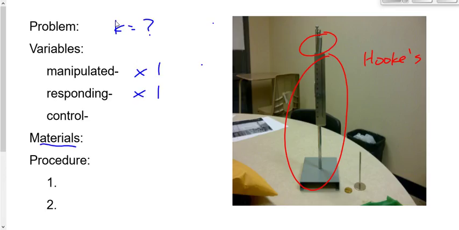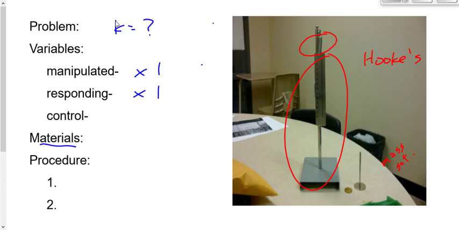You've got your Hooke's law apparatus, you've got your spring, and you've also got, although you don't see it here, a mass set that you're going to use in conjunction with your spring in your Hooke's law apparatus. And that's effectively it for the materials.